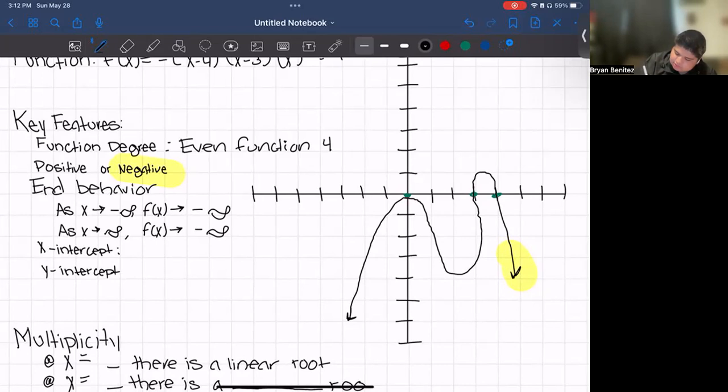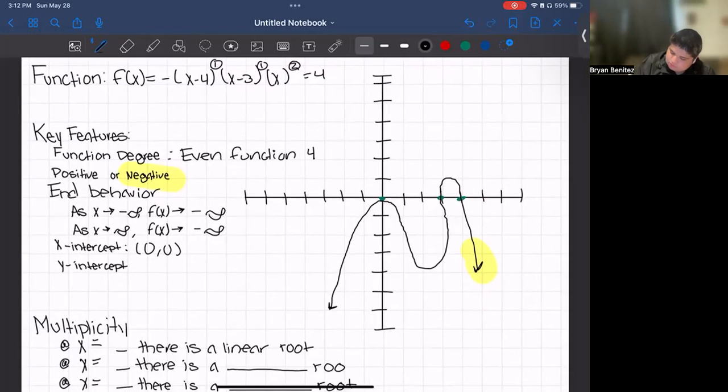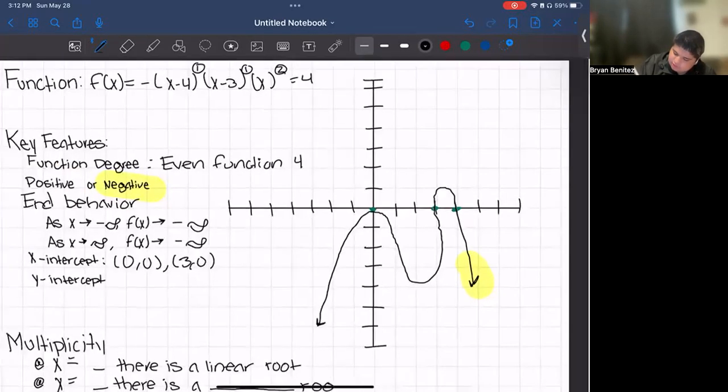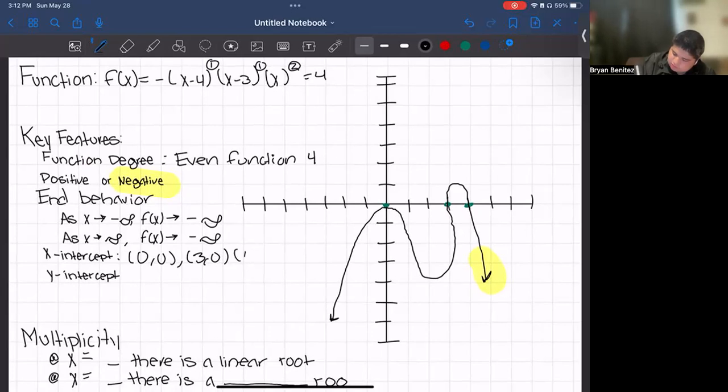Okay, and we can put that our x-intercepts are (0, 0) because it's going across 0, and then (3, 0) because it's on 3, and then (4, 0) because it's on 4. And then our y-intercept would be just 0.